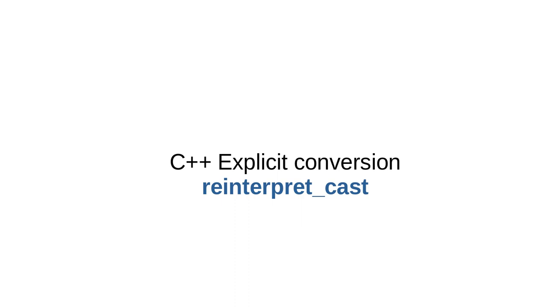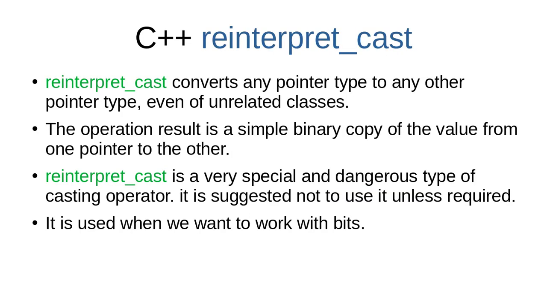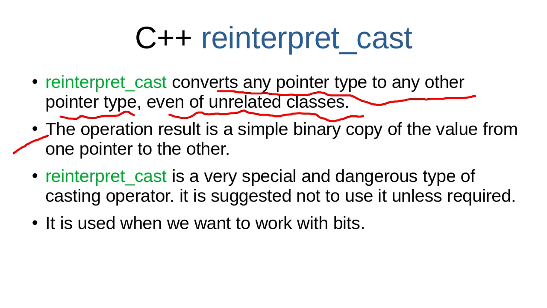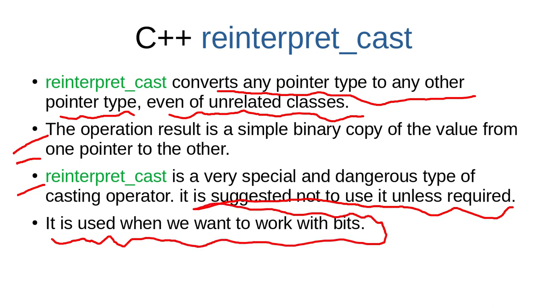Reinterpret cast is the last type of explicit casting in C++. Reinterpret cast converts any pointer type to any other pointer type, even for unrelated classes. The operation result is a simple binary copy of the value from one pointer to the other. Reinterpret cast is a very special and dangerous type of casting operator. It is suggested not to use it unless required. It is used when we want to work with bits.